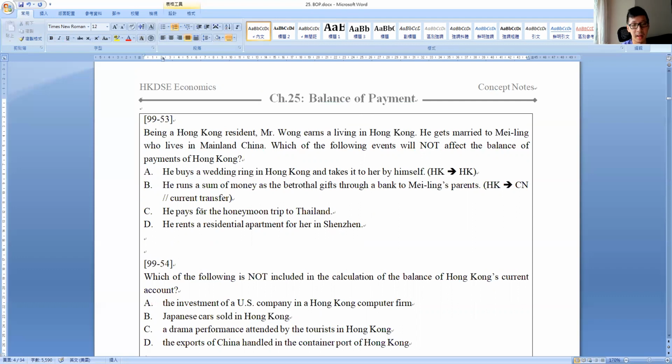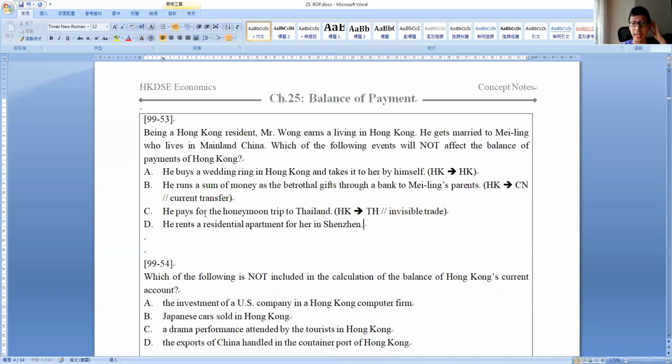Okay? Okay, C. He pays for a honeymoon trip to Thailand. Therefore, Hong Kong is paying money to Thailand. And a trip is tourism. Tourism would be invisible trade.